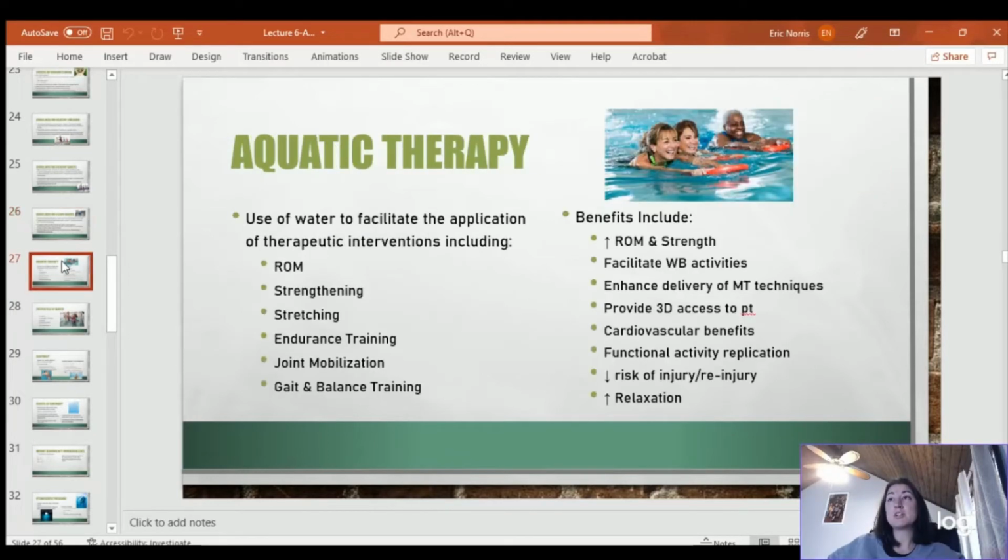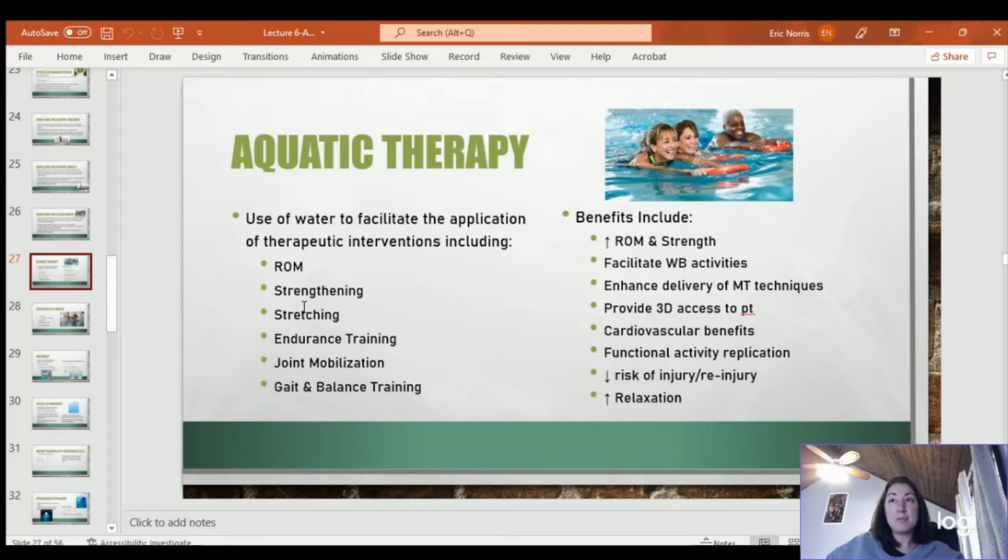All right, so we're going to switch gears here and go to aquatic therapy, which I love, and just the benefits of aquatic therapy. If you have questions about the aerobic capacity and aerobic endurance and all those things, make sure you reach out to me and let me know.